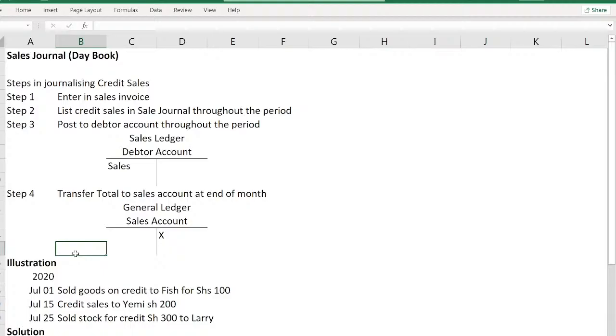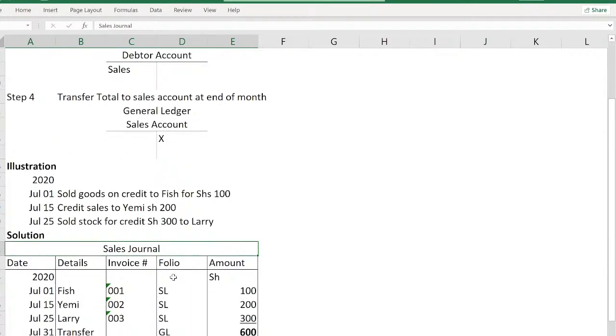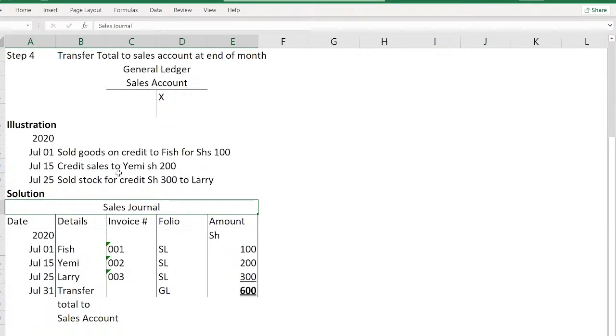So let's look at an instruction here. In 2020, July 1st, we sold goods on credit to Fish for shilling 100. Then July 15, credit sale to Yemi, shilling 200. And July 25, we sold stock on credit, shilling 300 to Lali. In our solution, the sales journal has to have a title. So we should have the title Sales Journal, then include date, details, invoice number, folio and the amount. The folio you can skip, but sometimes you need to write it.